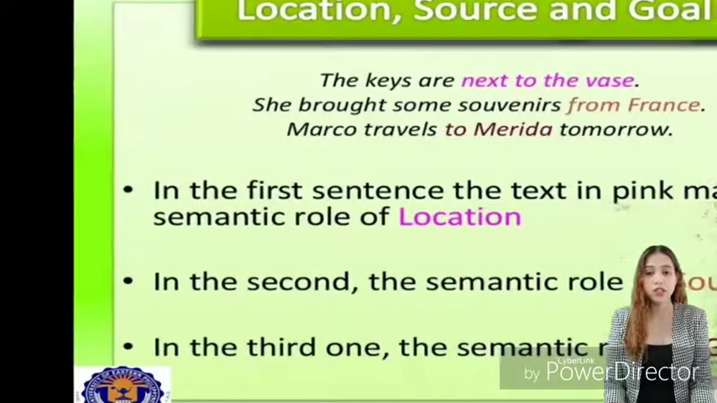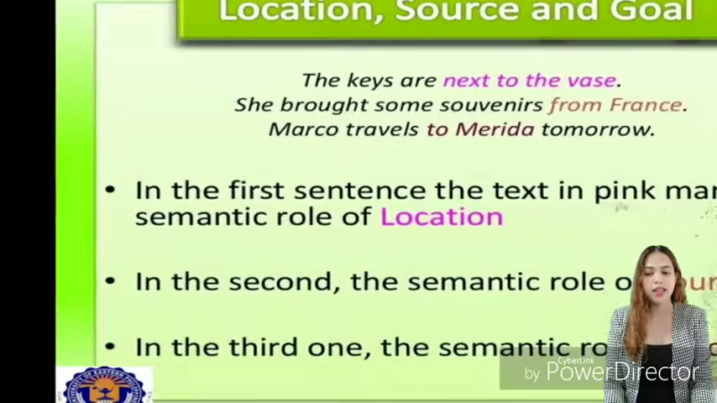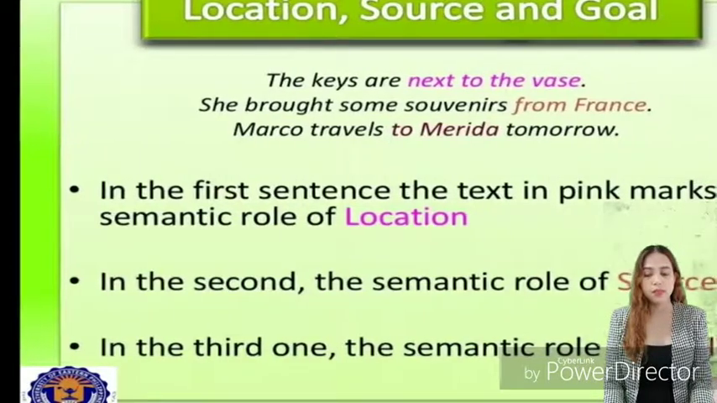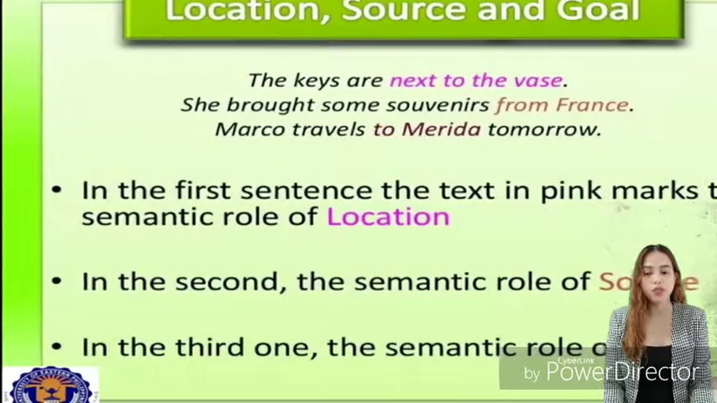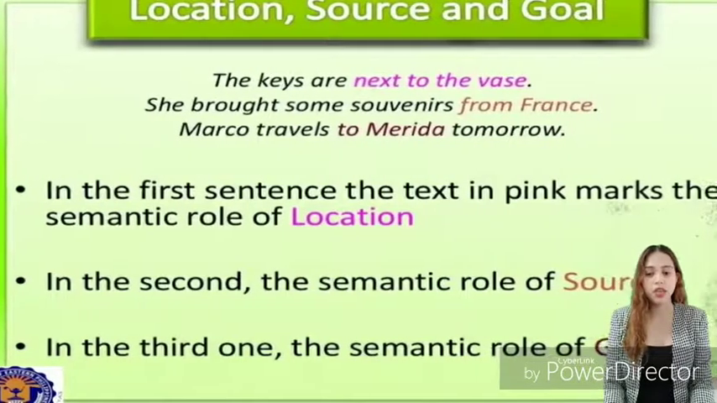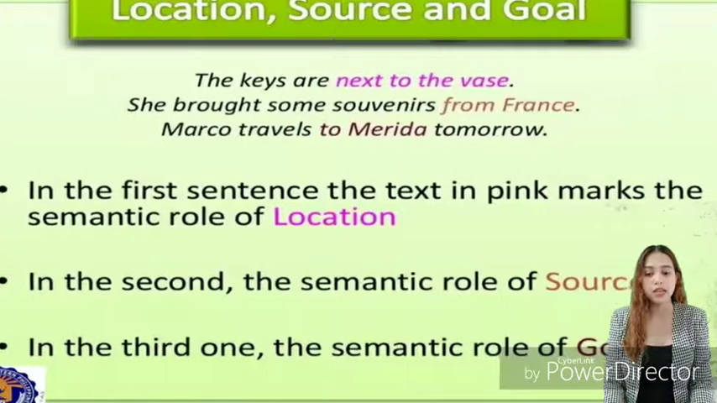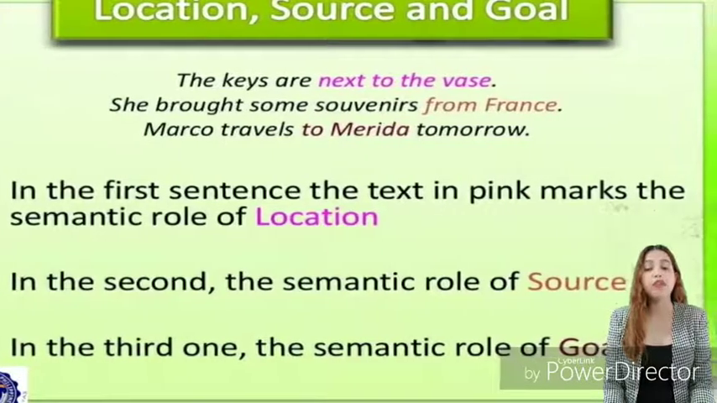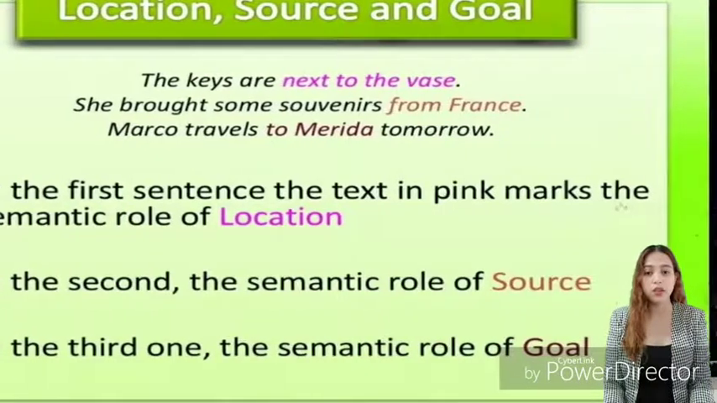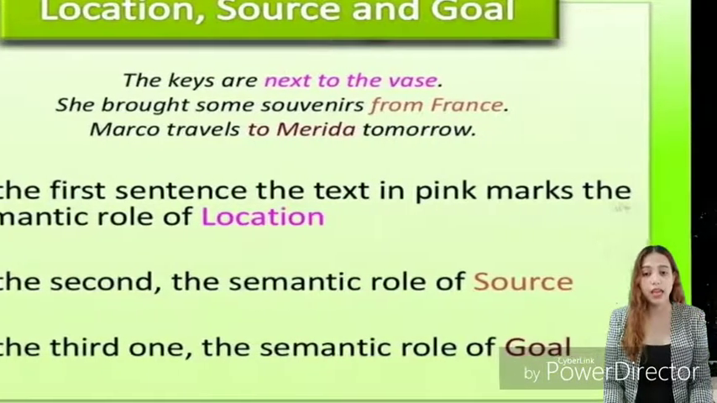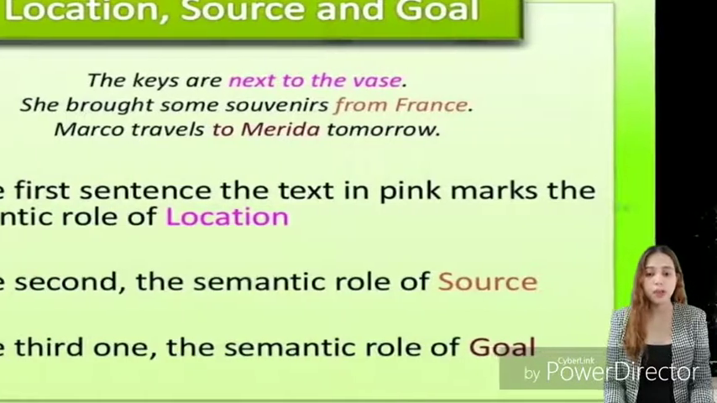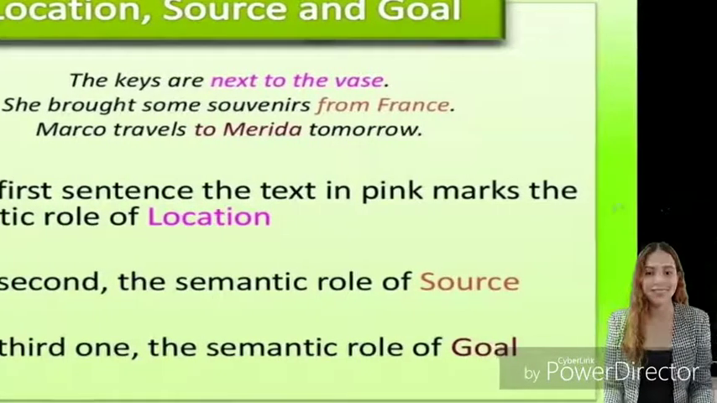Let's move on to location, source, and goal. Let's have sentence number 1. The keys are next to the vase. Sentence number 2. She brought some souvenirs from France. Sentence number 3. Marco traveled to Merida tomorrow. In the first sentence, the text in yellow marks is the semantic role of location. In the second, the semantic role of source. And in the third one, the semantic role of goal.